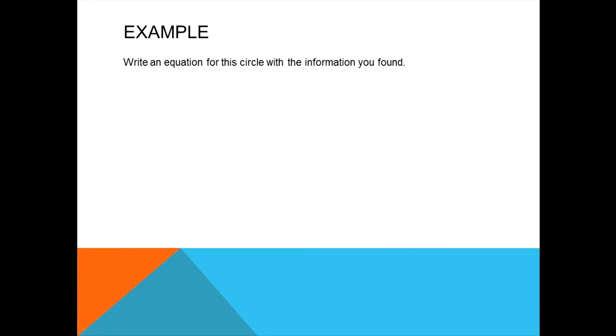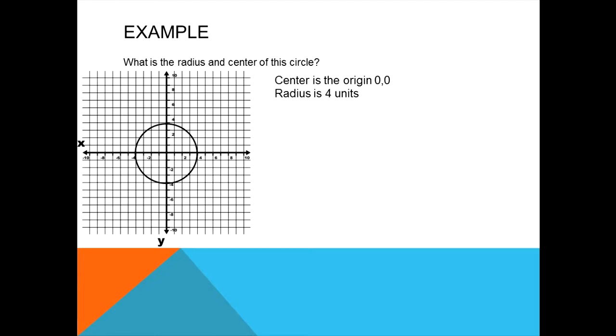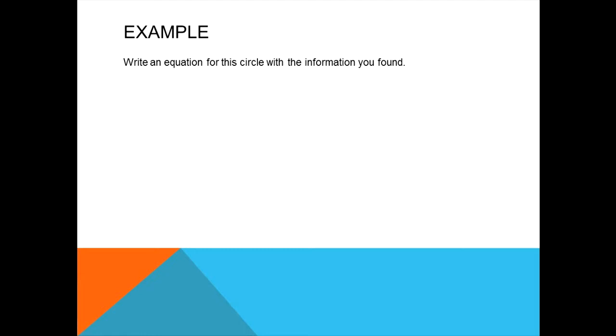Next example, write an equation for the circle with the information you found, referring back to this graph right here. If you think you can do it, pause the video now if you feel free to do so. We're going to be moving on with the answer now, which is x squared plus y squared equals 16. The reason is that 4 squared is 16, and to find our radius, the square root of 16 equals 4, which is true.